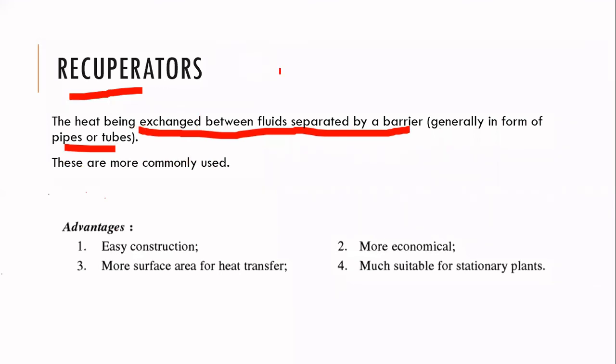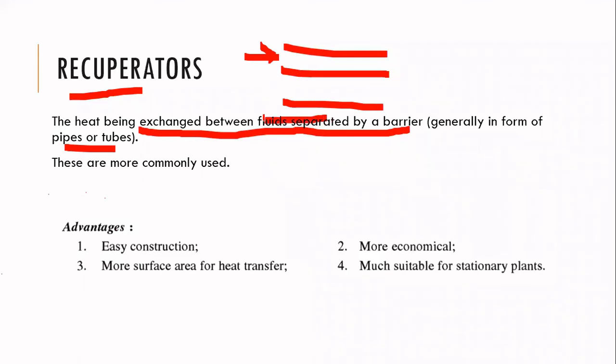Now in this case, the heat is not stored by any matrix. Heat is directly exchanged. We have two different fluids. The first fluid is flowing through this particular pipe, and the second one is flowing through this particular pipe. So heat exchange will take place from the hot fluid to the cold fluid.